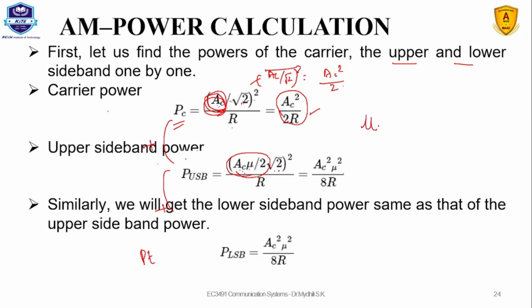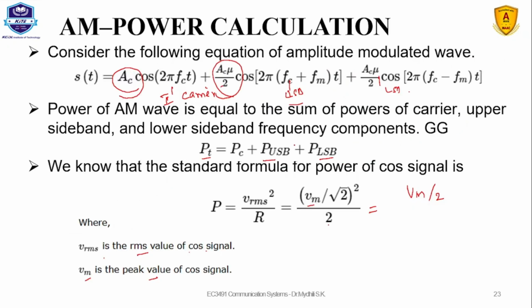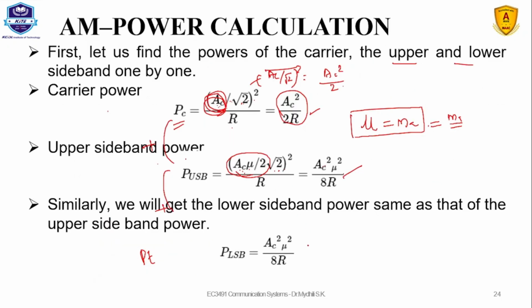You can also use mu instead of MA in some other books, or in some other videos I have given this mu as MA representation only. So don't get confused, both are same. So it is AC square or VC square into mu square divided by 8R. So you could see here both the terms of upper sideband and lower sideband are same. You need not derive it again. It is the same or equivalent to the upper sideband specification of power only.